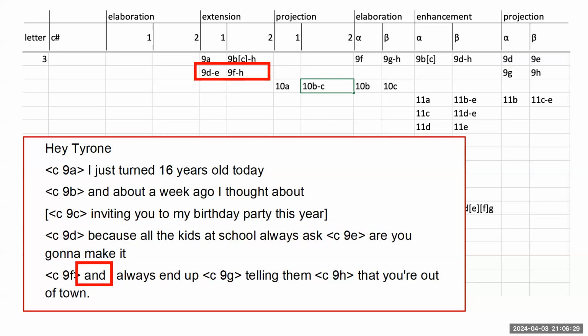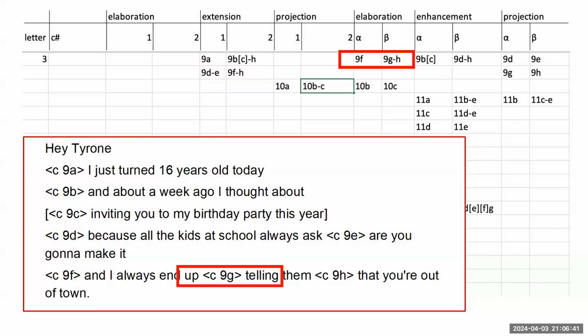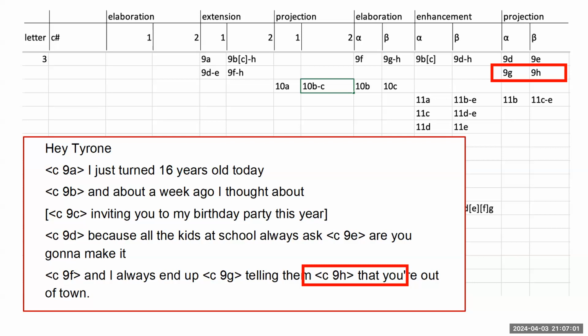9D and E, all the kids that always ask, are you going to make it? And then this is 9F, again through the N, always end up telling them, etc. 9F and G, this is a kind of elaboration, the ing. Whenever you see an ing, verb ing clause, you've probably got elaboration, all right? Hypotactic elaboration, telling them, and then we have that obvious projection at the end, G and H.